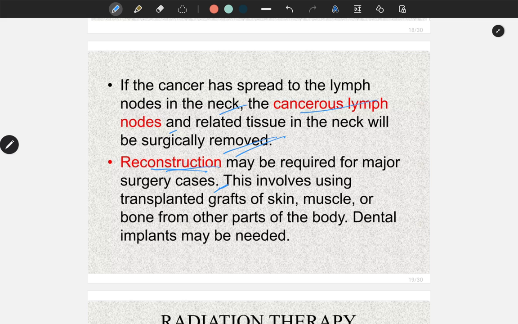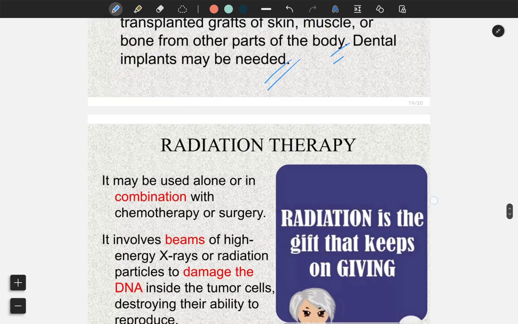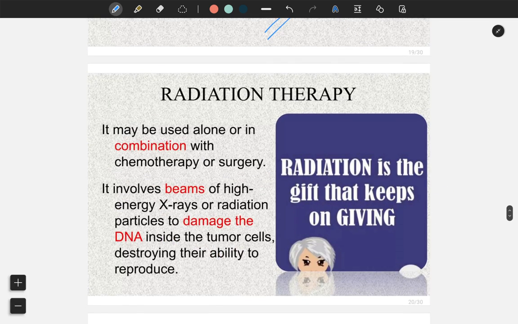This involves using transplanted grafts of skin, muscle or bone from other parts of the body. Dental implants may be needed. If the available bone is proper, we can go for dental implants, which are widely accepted by different patients and they have good results. Now coming to radiation therapy.